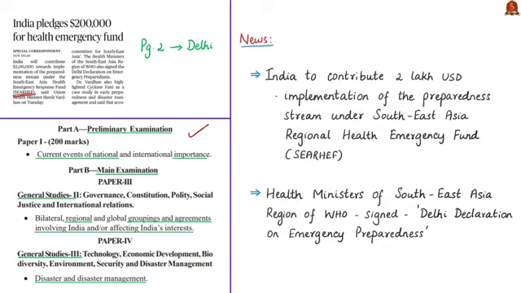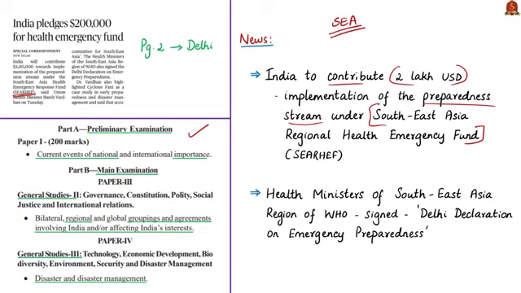The World Health Organization Regional Committee for Southeast Asia has met in New Delhi for its 72nd session. In this session, the Union Minister for Health and Family Welfare has informed that India will contribute $2 lakh towards implementation of the preparedness stream under the Southeast Asia Regional Health Emergency Response Fund.